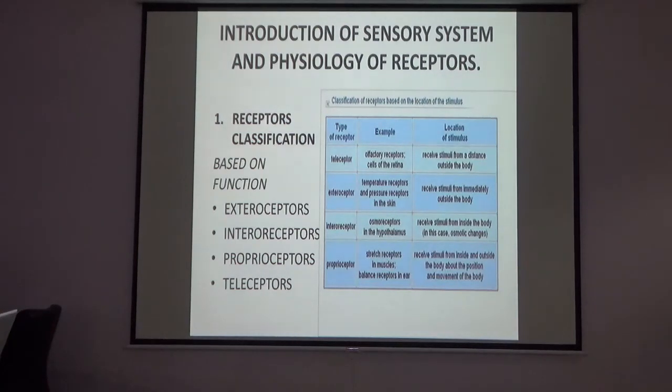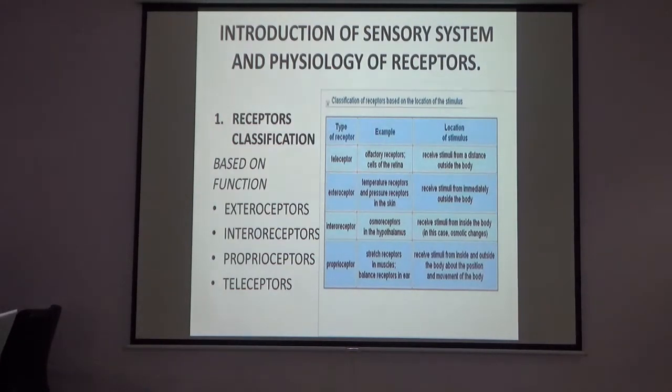Then telereceptors. Telereceptors are the receptors which receive stimulus present far away from the body. Exteroceptors receive stimulus which is present close to the body, while the telereceptors are those which receive stimulus present far away from the body. Example, auditory receptors which detect sounds from a distance. An example can be auditory receptors or olfactory receptors or the cells of the retina. They receive stimulus from the distance outside the body. They are called telereceptors. So you have to know why they are called exteroceptors, interoceptors, proprioceptors and telereceptors. So they are based on their function.